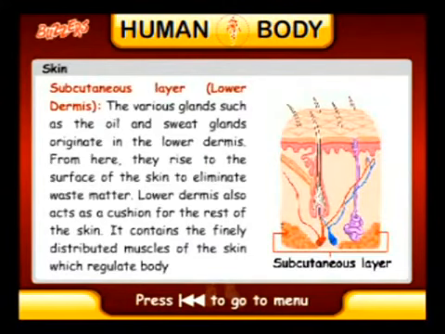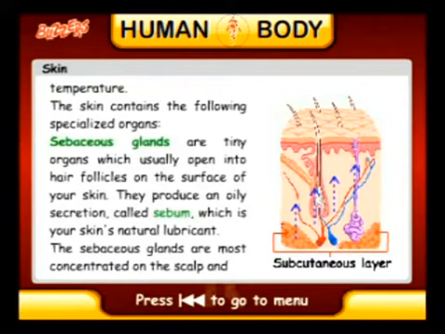Subcutaneous layer, lower dermis. The various glands, such as the oil and sweat glands, originate in the lower dermis. From here, they rise to the surface of the skin to eliminate waste matter. Lower dermis also acts as a cushion for the rest of the skin. It contains the finely distributed muscles of the skin which regulate body temperature.